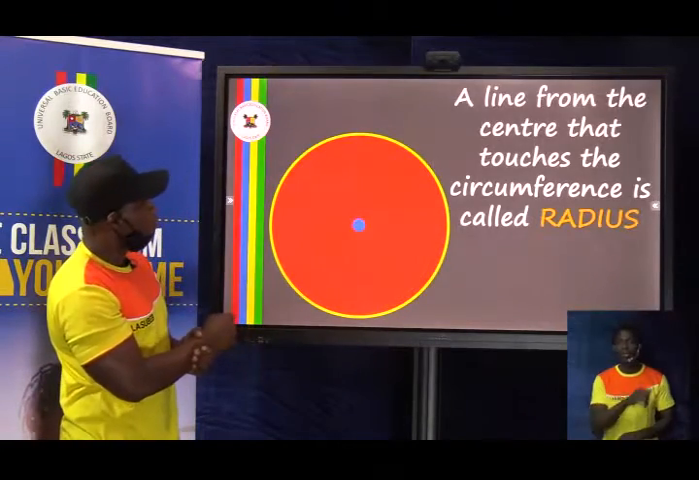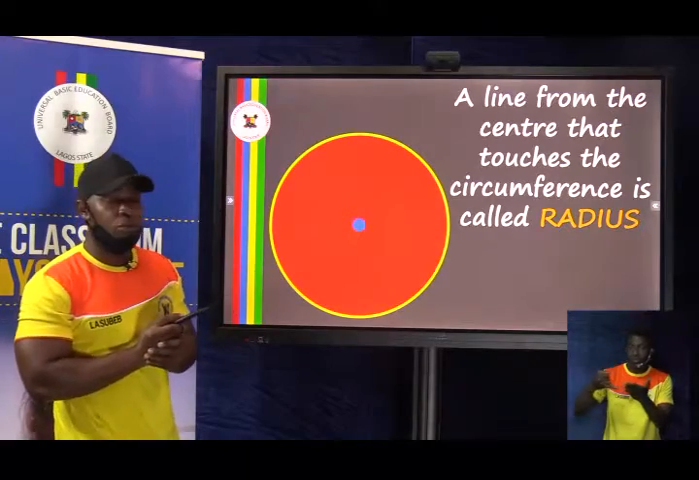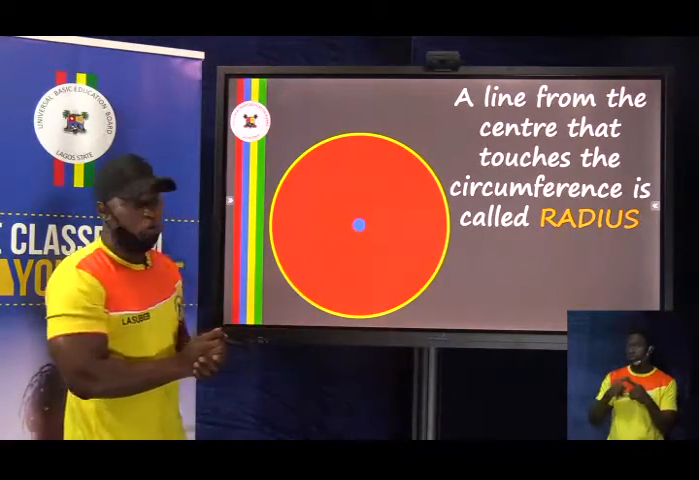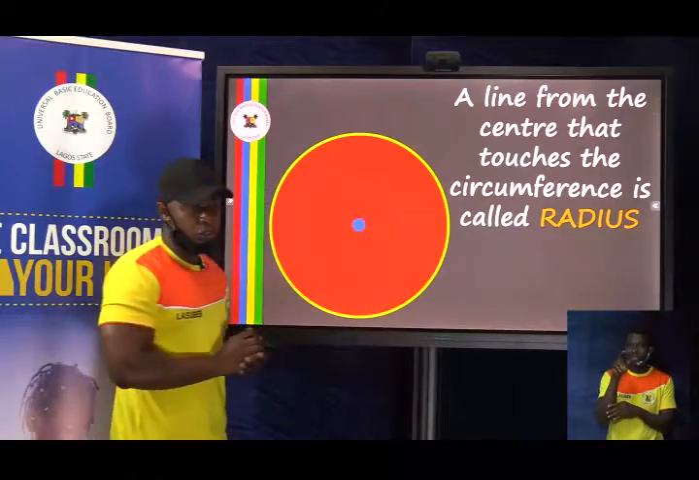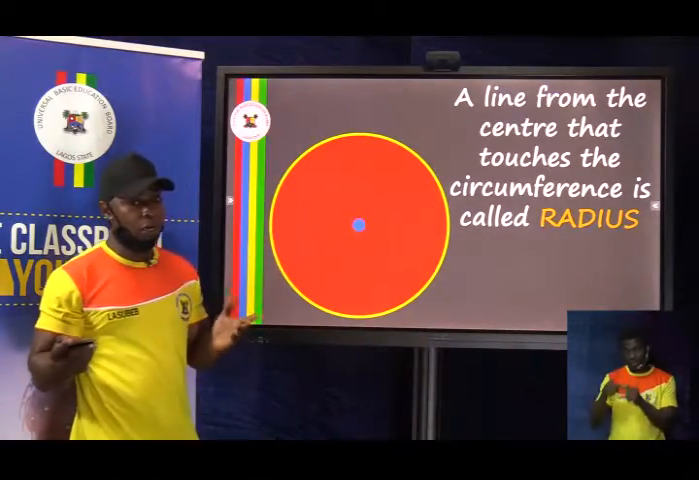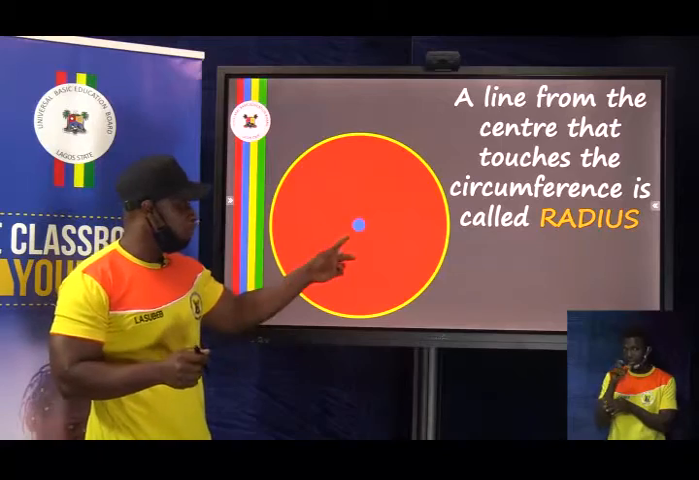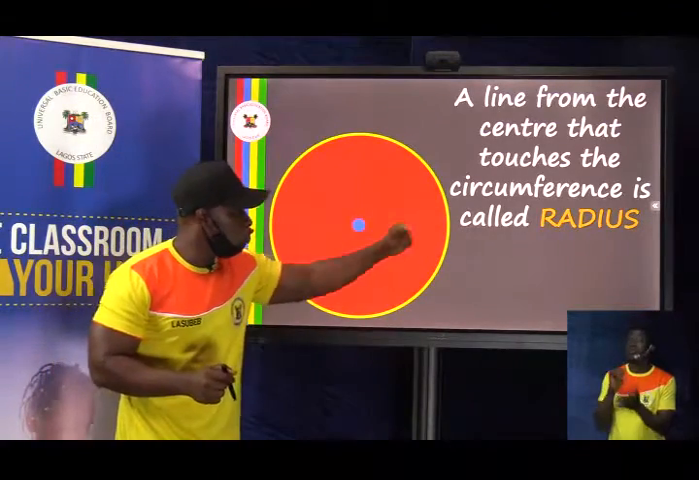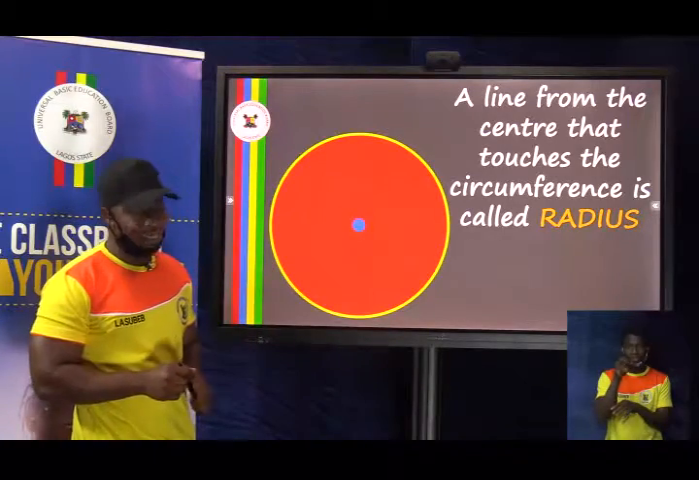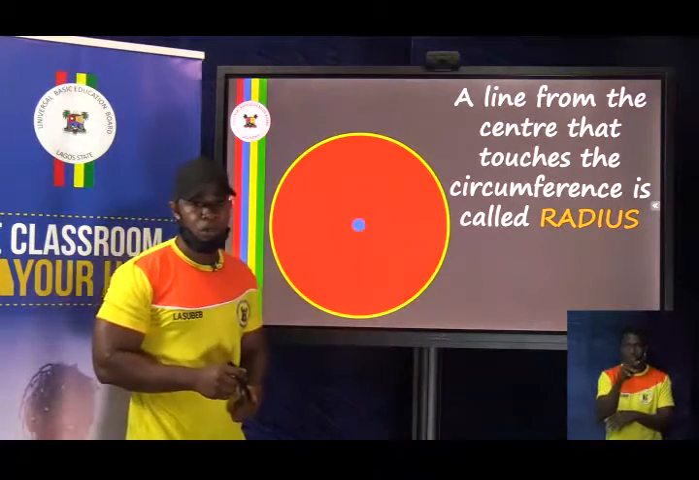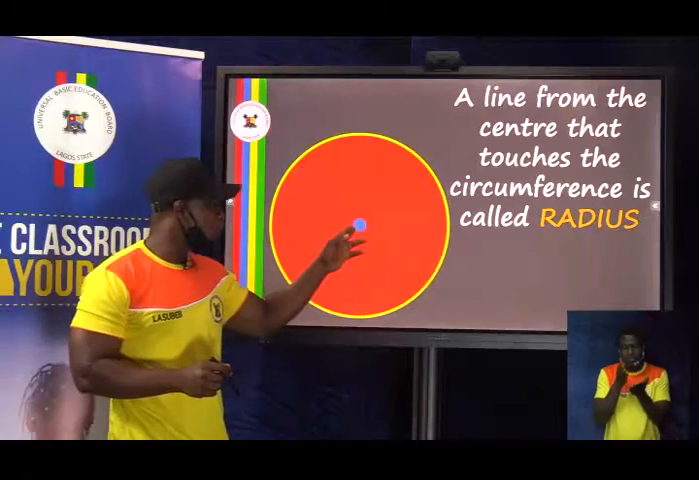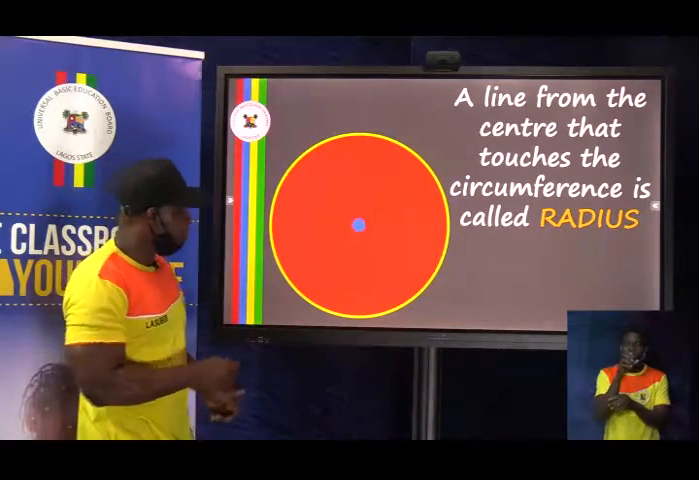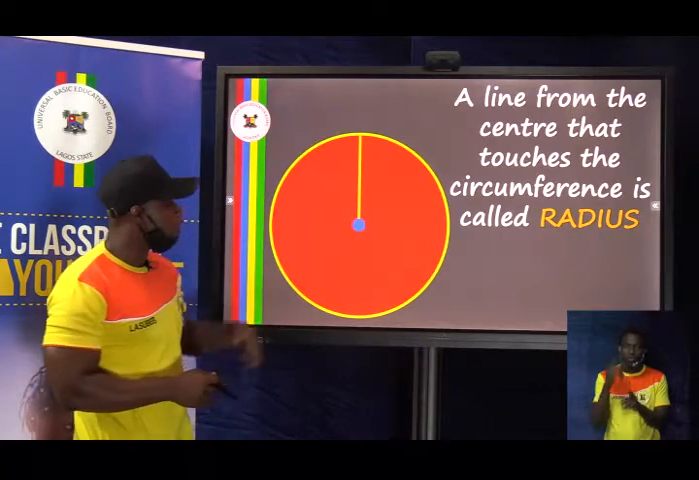Now, a line that I draw from the center of the circle, this blue point, to touch the circumference. Remember, we're using the yellow line to represent the circumference. A straight line that I draw from the center to touch the circumference is called the radius. I'll take that again. A straight line that I draw from the center to touch the circumference is called the radius.